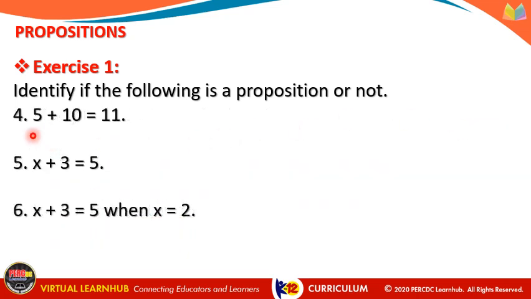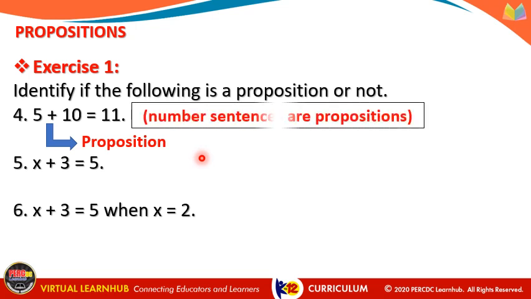Next one, 5 plus 10 is equal to 11. Now, take note, this is a proposition. Kindly remember, all number sentences are propositions. Number sentences are like this one. So, let's say you have 5 plus 10 equals 11. Or, let's say you'll make another one. Let's say 1 plus 5 is equal to 6. 7 minus 2 is equal to 5. So those are number sentences, and they are propositions.